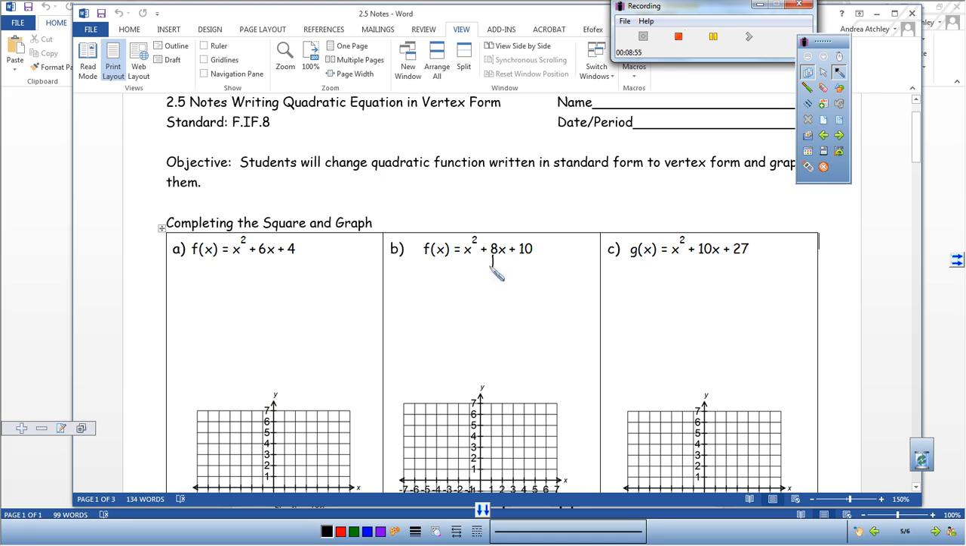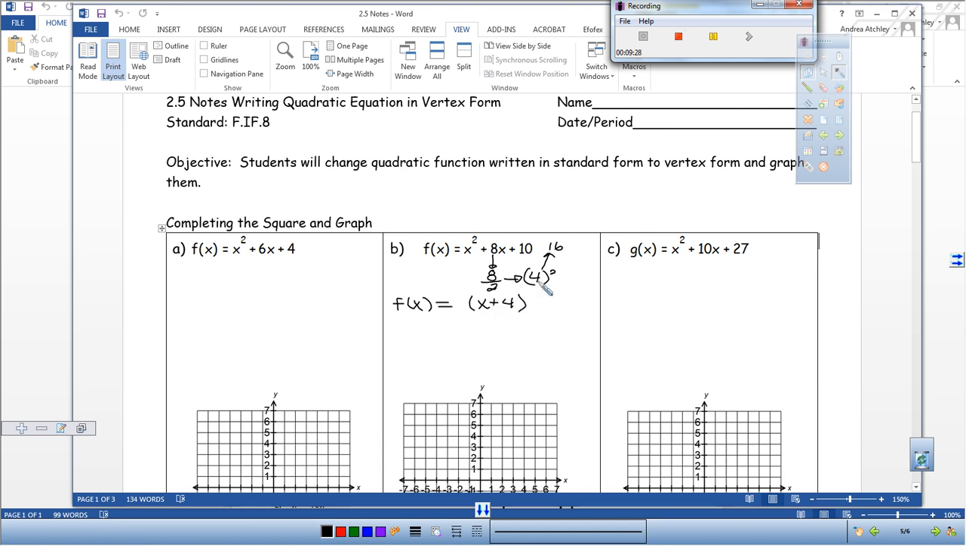Okay, so I have to take 8. I take half of 8. Okay, I take that, I got 4, I square it. And that's what I need to go here, right? Okay, the boxes are just another way to visually see it. You can draw in the algebra tiles every single time, but you don't need them because we know the pattern of it. Okay, so this should be f of x equals x plus 4.